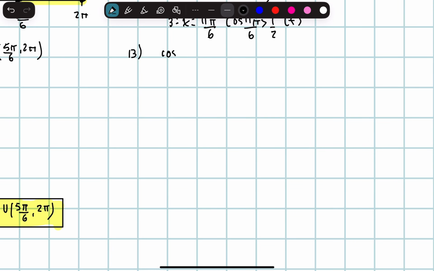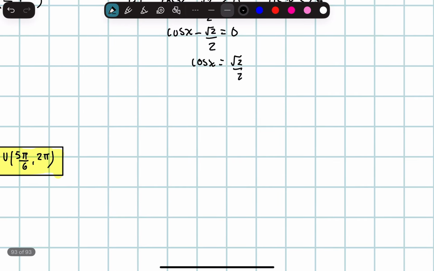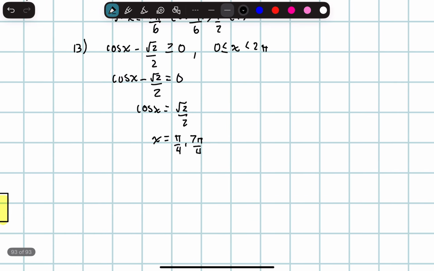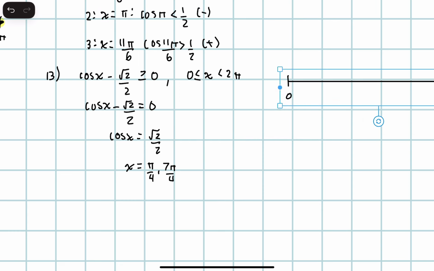Let's say we have cosine of x minus root 2 divided by 2 is greater than 0, from 0 is less than or equal to x is less than 2 pi. So now we have cosine of x. Everything's already on one side, so now we can just make it into the equation. Now you have cosine of x is equal to root 2 over 2, and this occurs at x is equal to pi over 4 and 7 pi over 4. So these are our boundary points. Now you can add the interval right here.